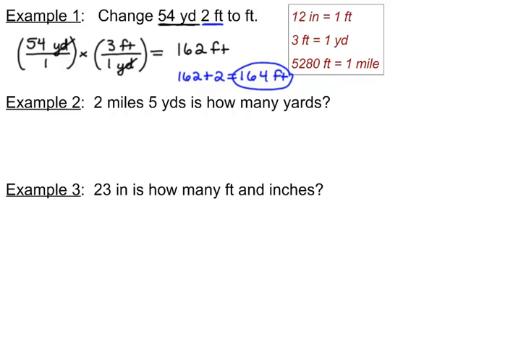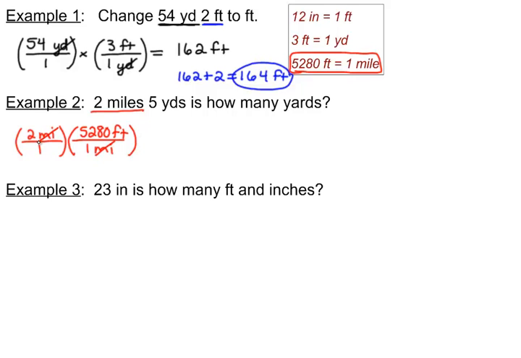I have 2 miles, 5 yards, and I want to know how many yards that is. Okay, so first of all, I've got my 2 miles. So I want to change that to yards. So once again, I'm going to take 2 miles, I'll put it over 1. Now I can't go straight from miles to yards. I could, but I would have to do some figuring. But what I'm going to do is I'm going to use what I already have. 1 mile equals 5,280 feet. So 5,280 feet, I'm going to write my ratio, is equal to 1 mile.